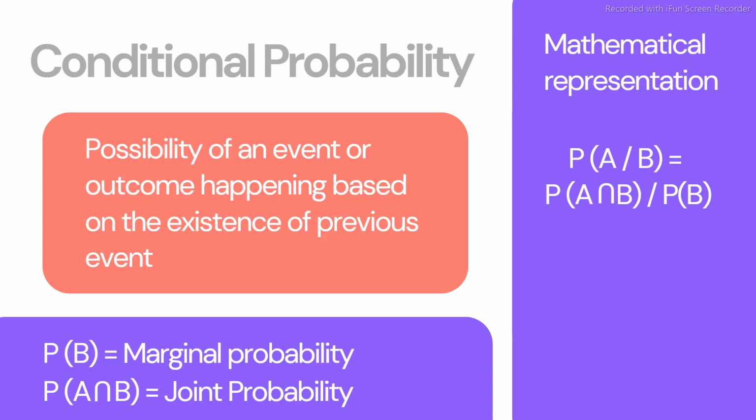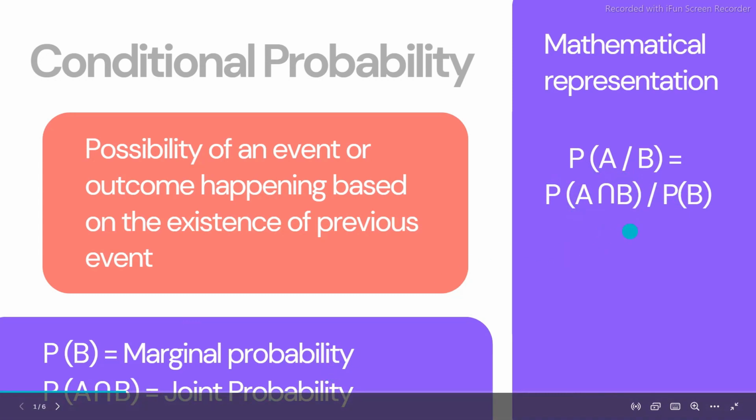And the mathematical representation of a conditional probability goes like this: P of A given B, where P of A is an upcoming event and P of B is a previous event. In simple terms, the P of A event depends upon P of B. And the equation for this goes like P of A intersection B divided by P of B, where P of A intersection B is termed as a joint probability, whereas P of B is termed as a marginal probability.